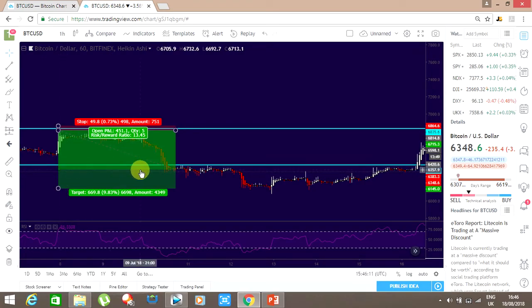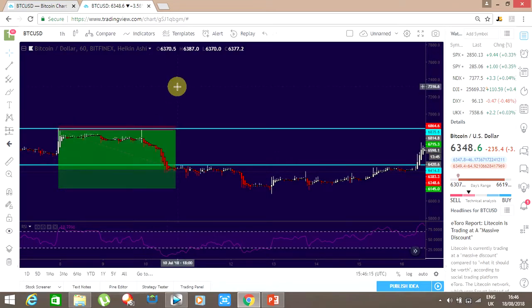And this would have been a swing trade. You would have been in this trade for about a day and a half, as we're on the 1 hour chart. But as you can see, literally just from support and resistance and being able to identify where the price is going to bounce, you can be quite profitable, okay?